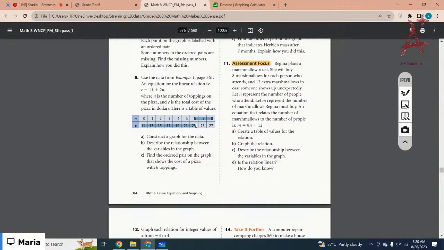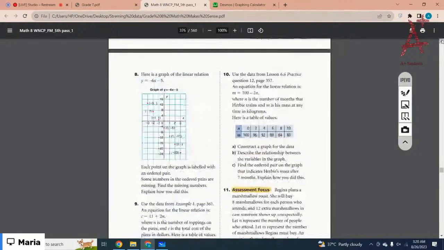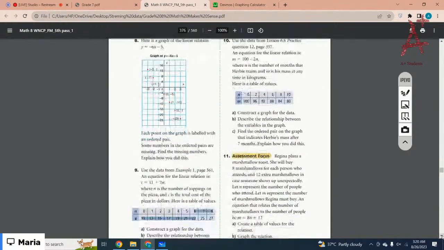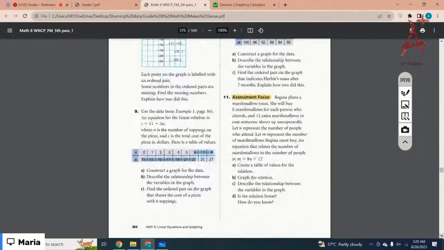Let's just start with the next one. Question number 10 is exactly the same as what we did in question 9. Let's just start with question number 11.